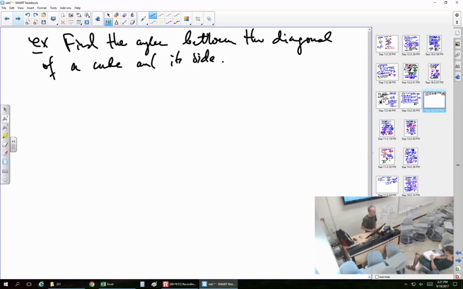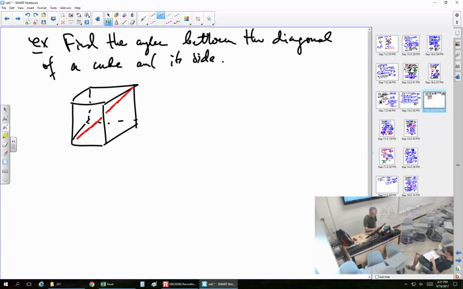The cube looking like this. Okay, and then I'm talking about the diagonal. So it goes diagonally like this on one hand, and on the other hand I have this one. Doesn't matter which one, by the way. It is symmetric, so the angle will be the same.